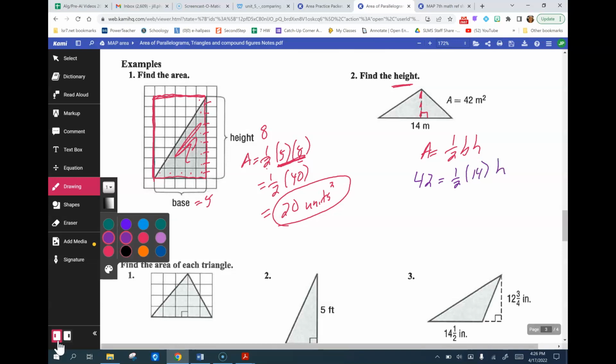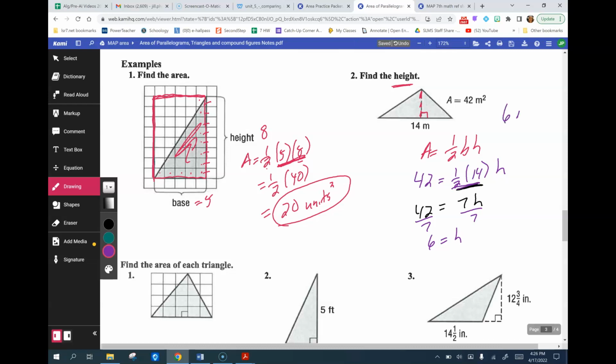Now for me personally, I like to clean up what I can on one side. So see how I can multiply these two? What's 1/2 of 14? Exactly, 7h. And then I'm going to divide by 7. Now I could have done that all in one step, but for me, it's a lot easier if I can just do little parts at a time. So what does that mean? That means that the height is 6 meters. That is my height.